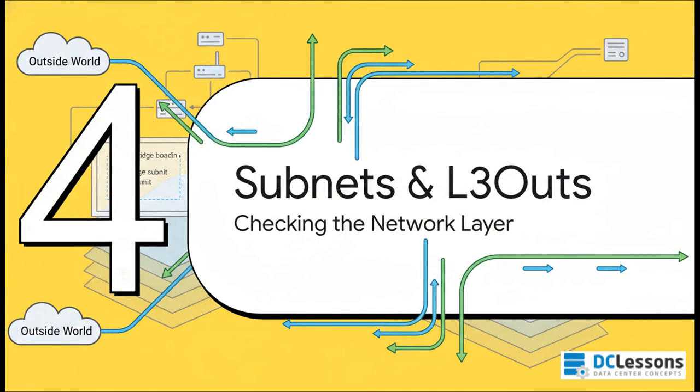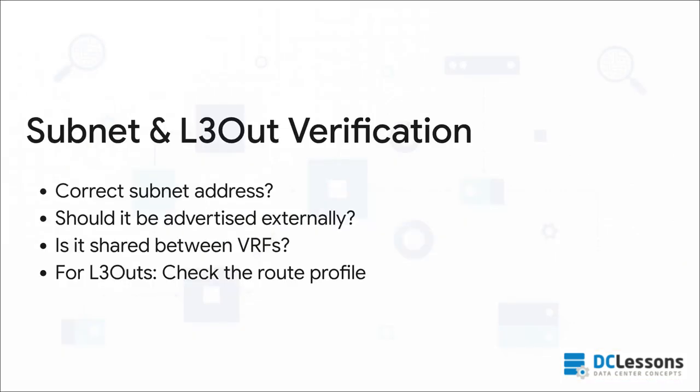Now we shift our focus up to Layer 3. This means we're verifying the subnet configurations inside that bridge domain, and we're checking how they connect to the outside world using what's called an L3 out. When you're looking at a subnet, you've got to ask these key questions. First, is the IP address and mask correct? I know it sounds basic, but a simple typo can ruin your whole day.